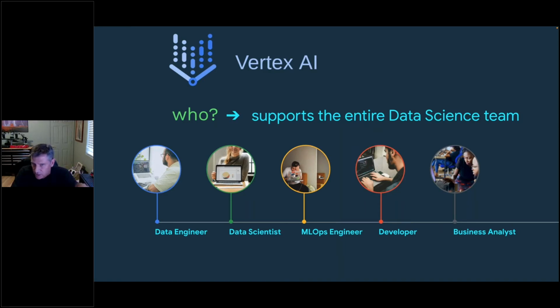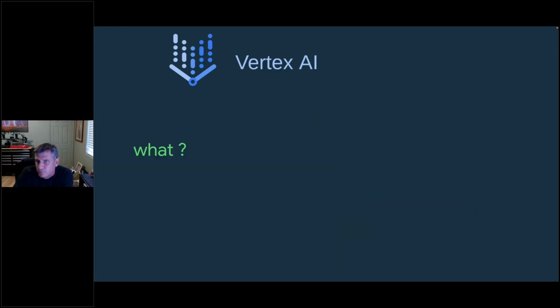So typical data engineers, data scientists. ML ops engineer is a newer term, and a lot of companies do not have that, so keep that in mind. This is an evolving space, and I'll talk to that somewhat. Typical developers, that hasn't changed, and business analysts. So these are your typical spots.